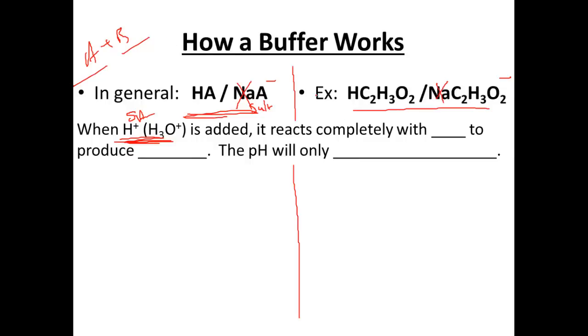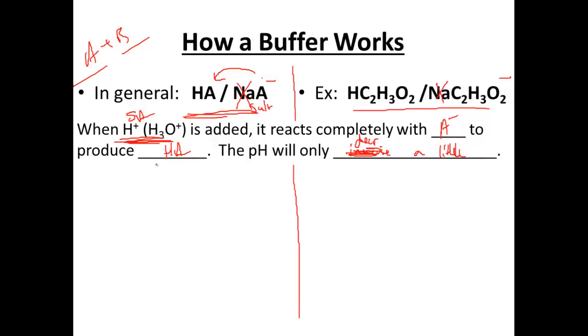So in this case, the strong acid will react completely with the base part. That's going to be the A- portion. And when they react together, it's going to produce the weak acid portion. So basically it's going to turn the A- back into HA. So therefore, when you add a strong acid, what's going to happen is the pH is only going to decrease a little, because when you add a strong acid, that makes the pH go down, more acidic.